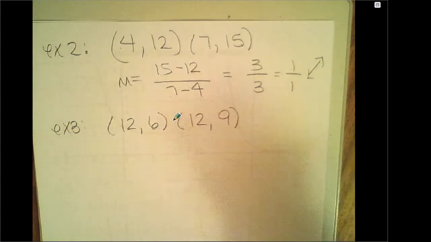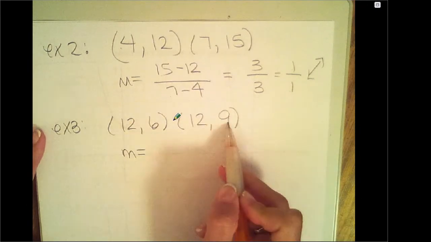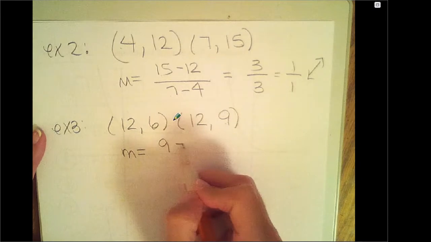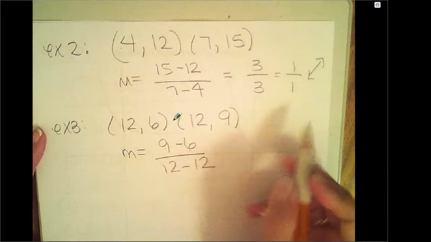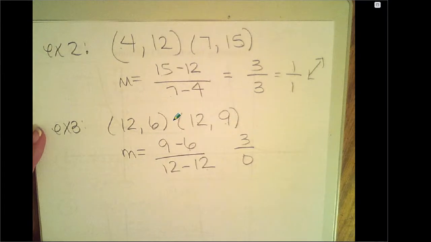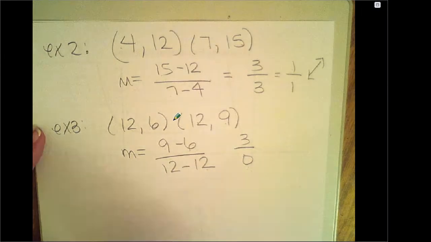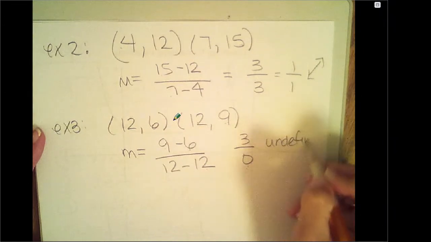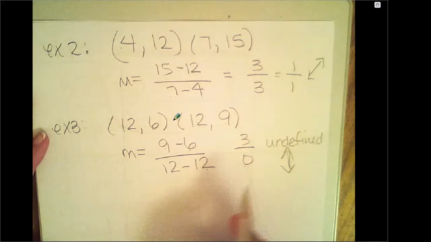Okay, our next one, (12, 6) and (12, 9). Y sub 2 minus y sub 1 over x sub 2 minus x sub 1. 9 minus 6 is 3. 12 minus 12 is 0. Now, if you remember back in 4th grade, you learned you cannot have a 0 in the denominator of a fraction. Therefore, this slope is undefined, which means it's going to be a vertical line that has an undefined slope.